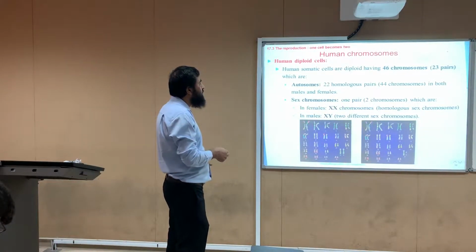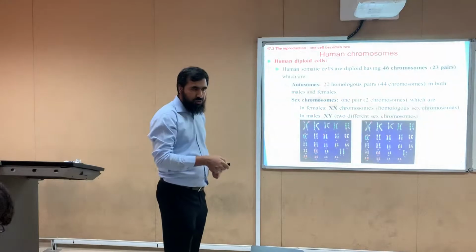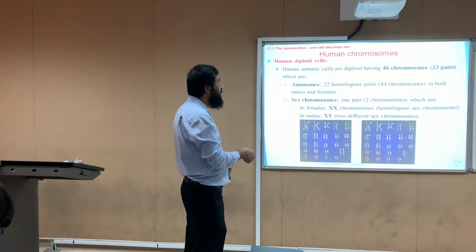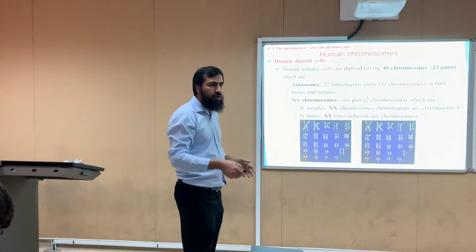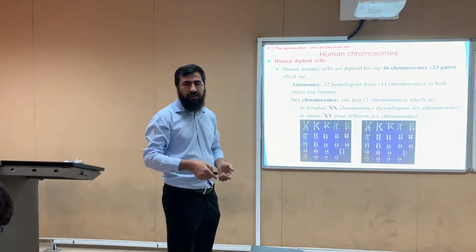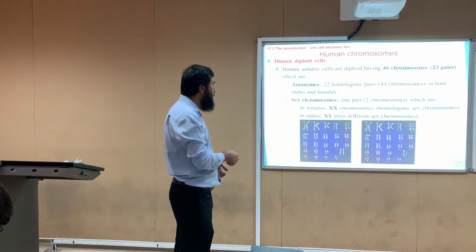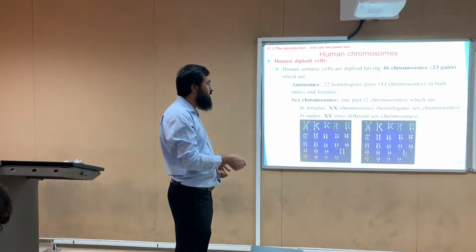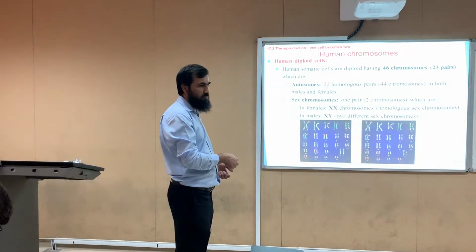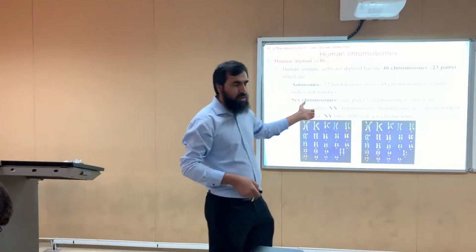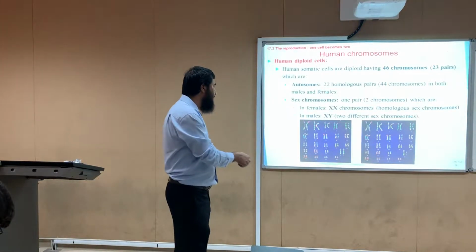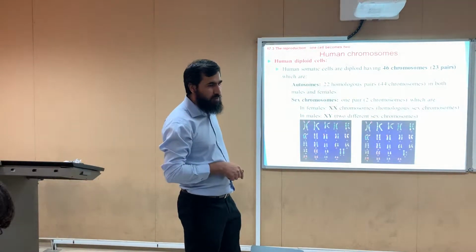Now, in human diploid cells, we have 46 chromosomes, so 23 pairs. The 22 homologous pairs, the non-sex chromosomes, we call them autosomes, okay? So we find that both in male and female is the same. And then we have the sex chromosomes. We've got one pair of that, so 2 chromosomes. So in female, it's XX, in male, XY, so different. And as I mentioned yesterday, the male determines the gender of the child.